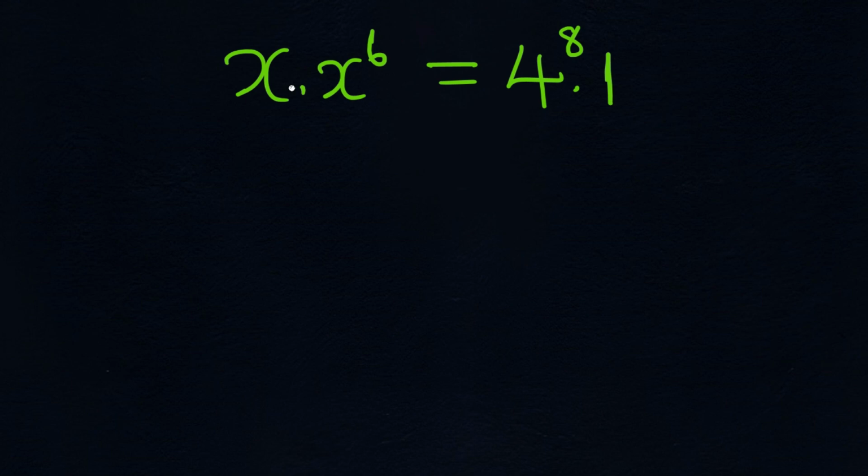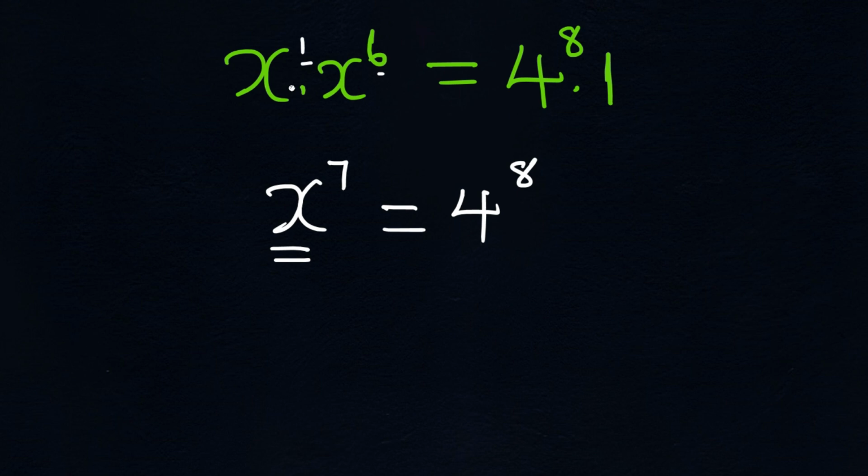On the left hand side, the bases are the same. We add the exponents. 1 plus 6 is going to give us 7. So we're going to take one base and then the added exponent, x to the power of 7, is equal to 4 to the power of 8. But we want to find the value of x.